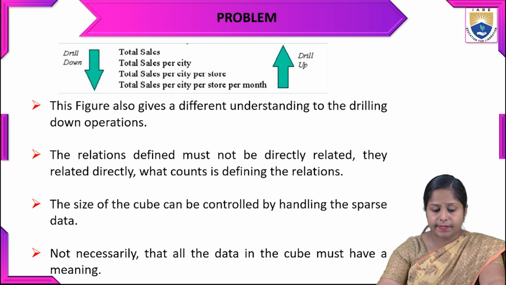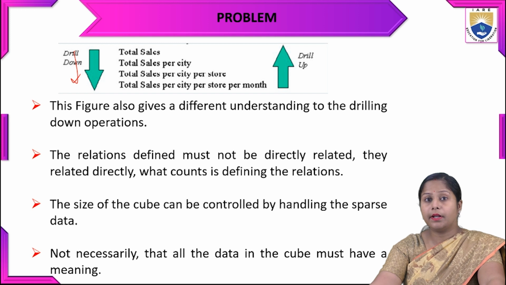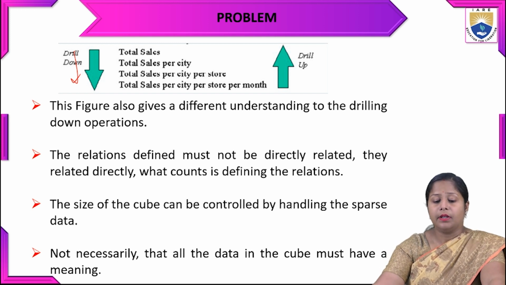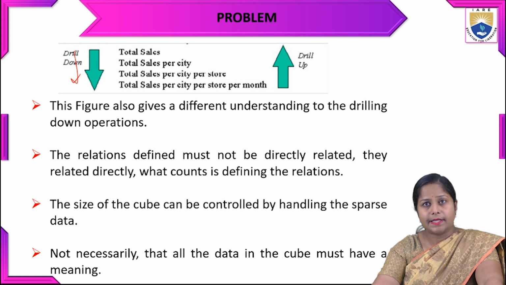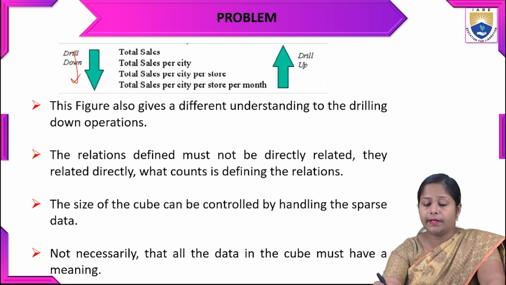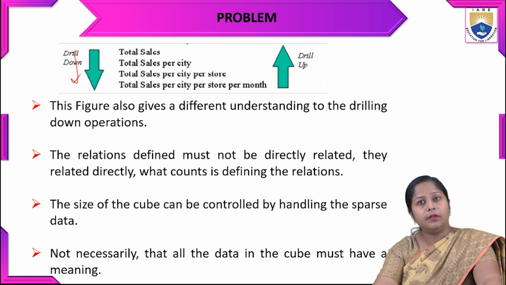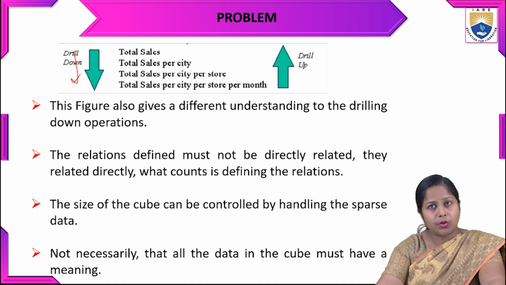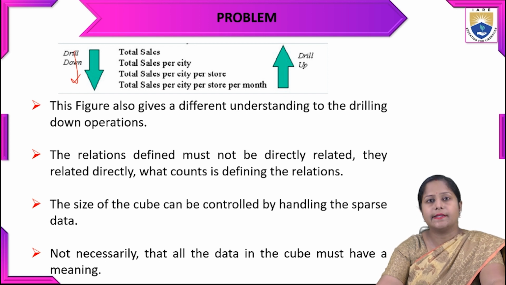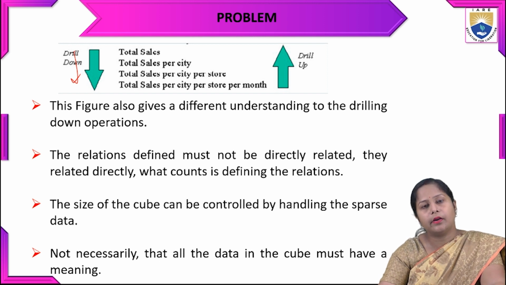Now in this figure we can see the drill down of that particular cube, the data cube. In the drill down we can see total sales, total sales per city, total sales per city per store, and total sales per city per store per month. That will be the drill down. Then total sales per city per store, total sales per city, and total sales. So that will be the drill down and drill up. This figure gives a different understanding of the drilling down operations.